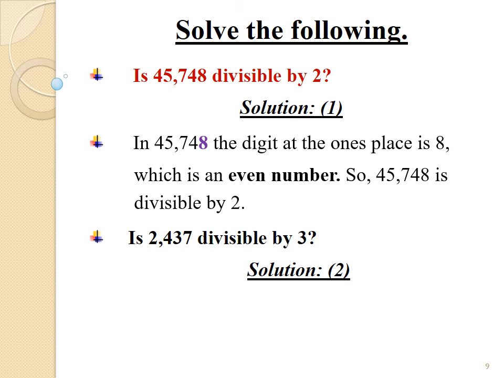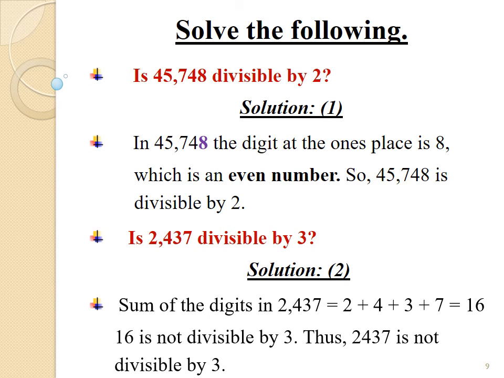Now, sum number 2: is 2,437 divisible by 3? Sum of the digits in 2,437 equals 2 plus 4 plus 3 plus 7 equals 16. 16 is not divisible by 3, or 16 is not a multiple of 3. So, 2,437 is not divisible by 3.